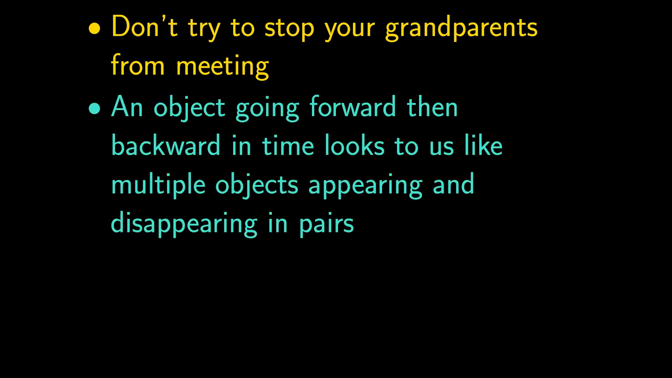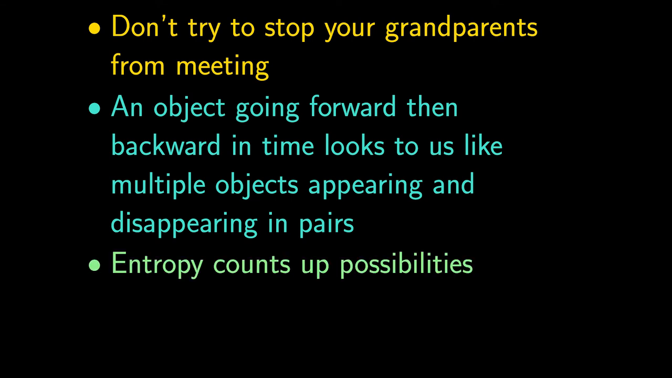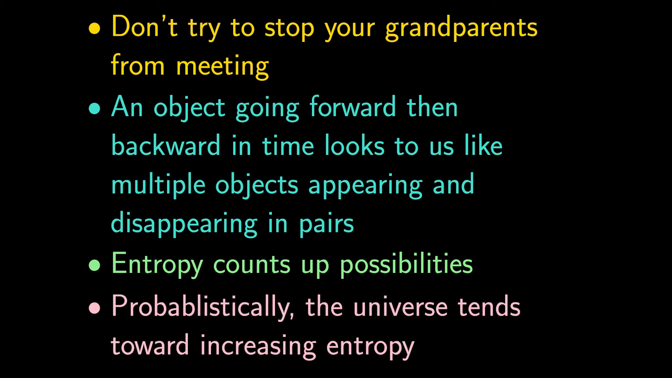An object going forward, then backward in time, looks to us like multiple objects appearing and disappearing in pairs. Entropy counts up possibilities, and its growth points in the direction of what we call the future. Probabilistically, the universe tends toward increasing entropy.